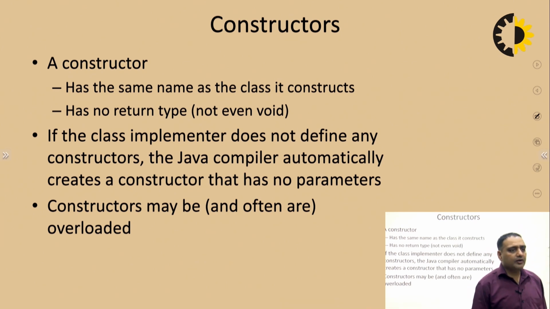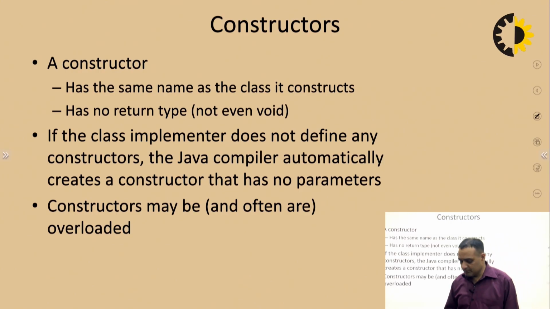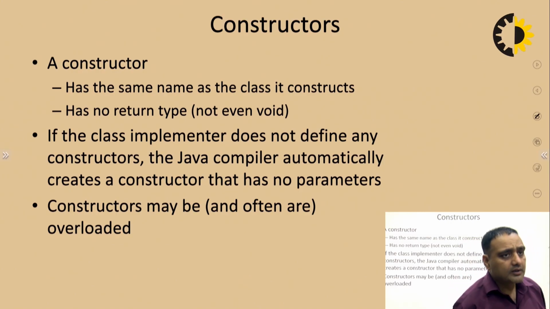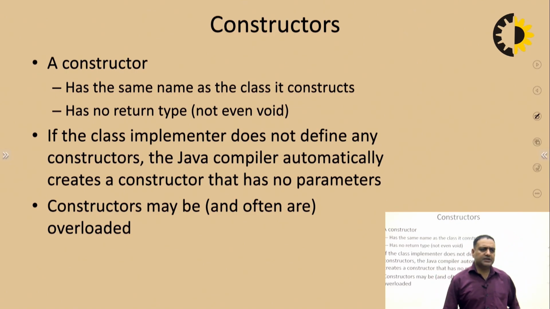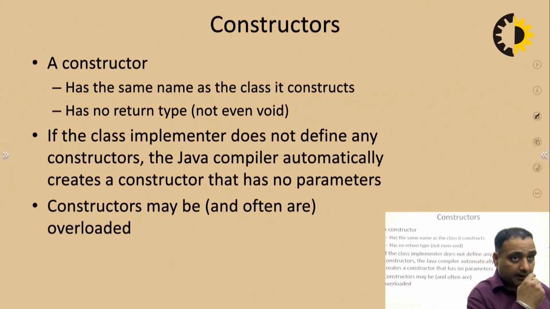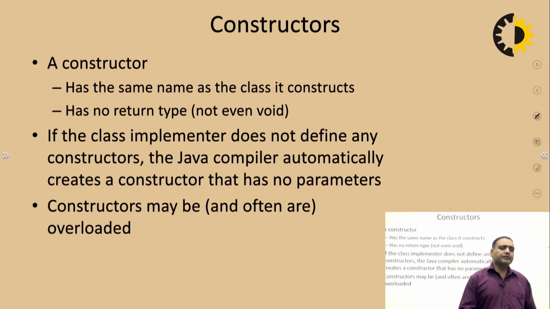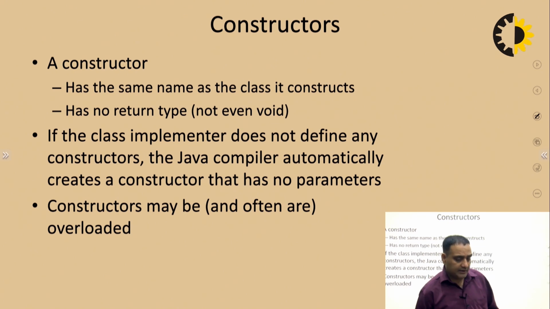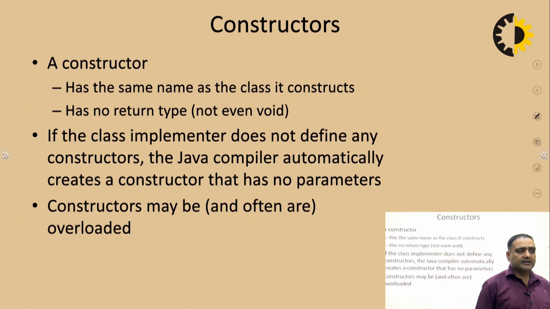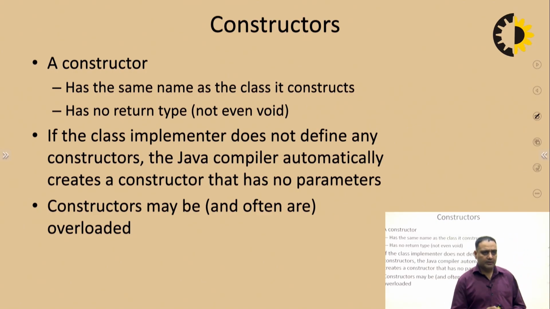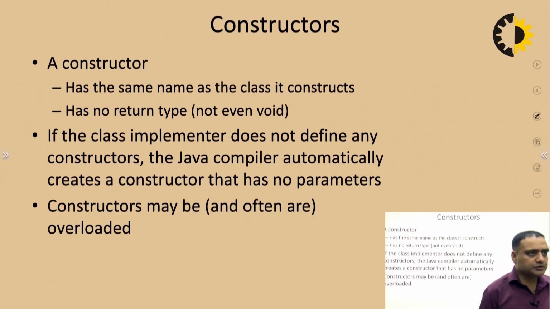Constructors may be, and often are, overloaded, means you can redefine the constructors. A constructor may be of different types, means it may be a copy constructor, a default constructor, or a parameterized constructor. Some constructors have 2 parameters, some have 3 parameters. You can redefine a particular constructor code in a child class. In a child class, the constructor may be and often is overloaded, means you can redefine the constructor in your source code.